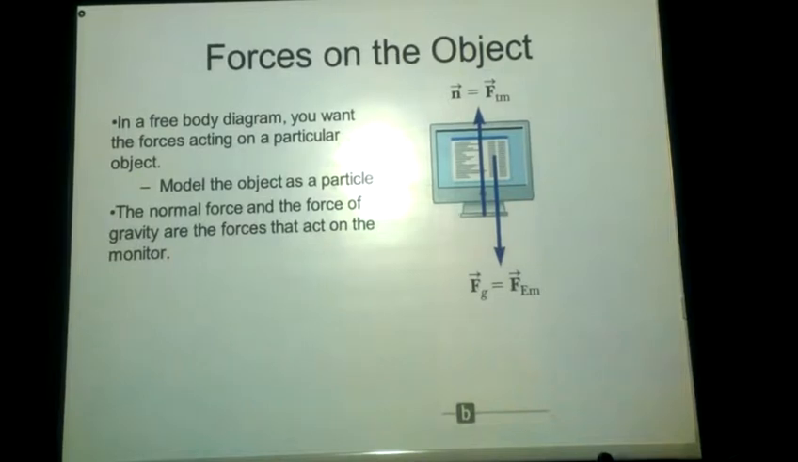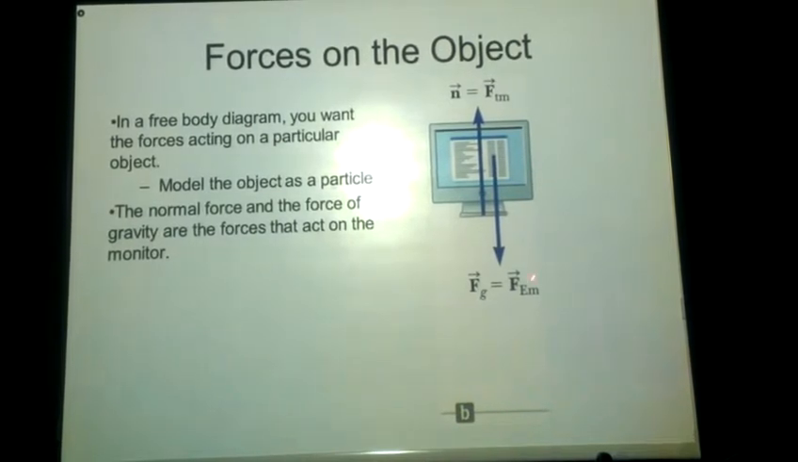Okay, so the free body diagram, which we already, again, have done, so I'm just going to go through that really quick. In a free body diagram, we are only showing the forces that are acting on one particular object. And we want to model that object as a particle. So if I have a computer sitting on a desk, then I am only wanting to think about what forces are acting on the computer, on that monitor.